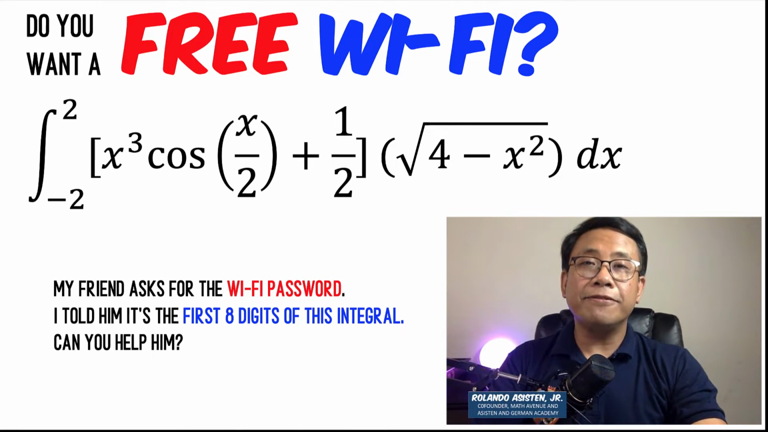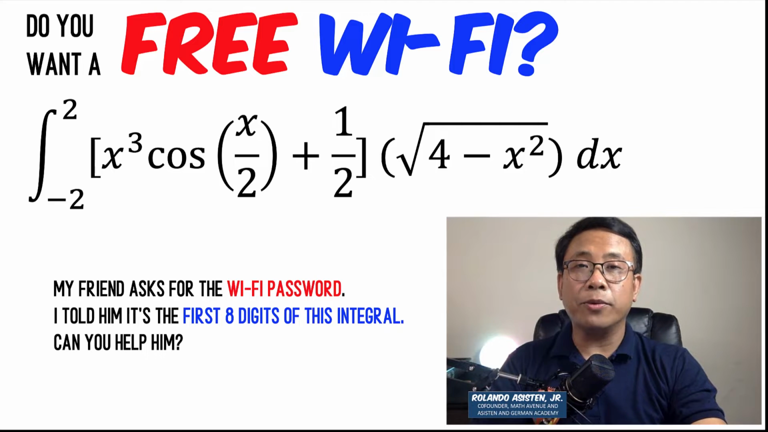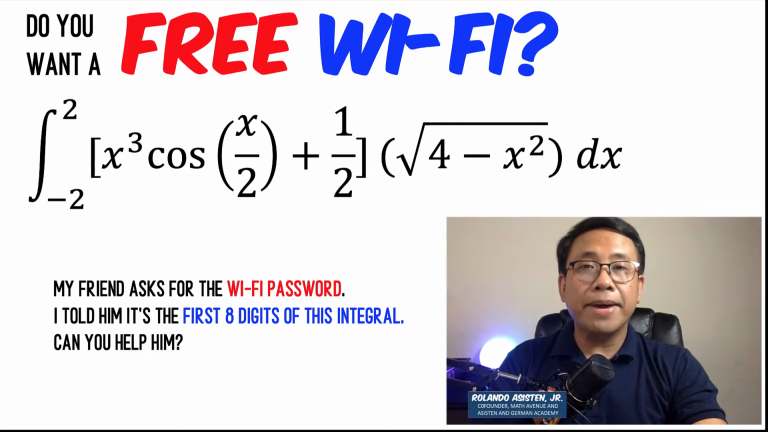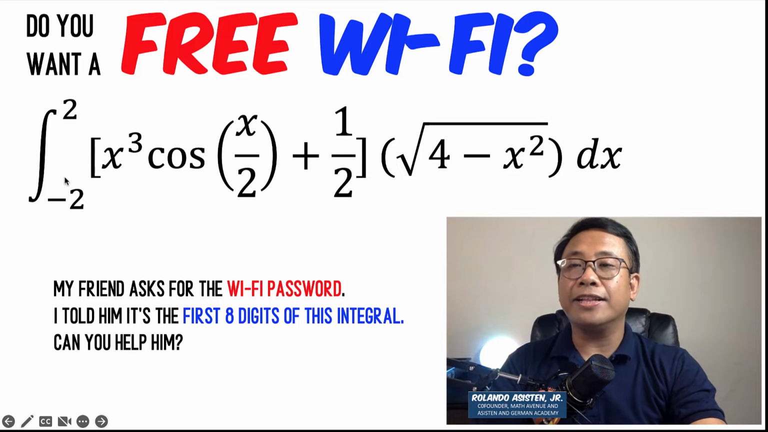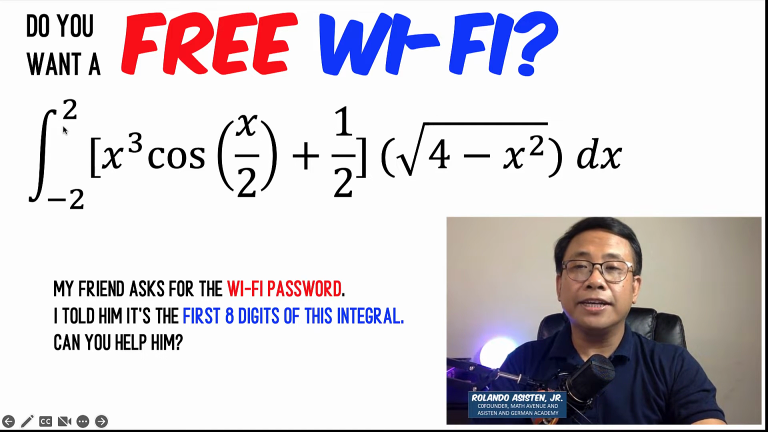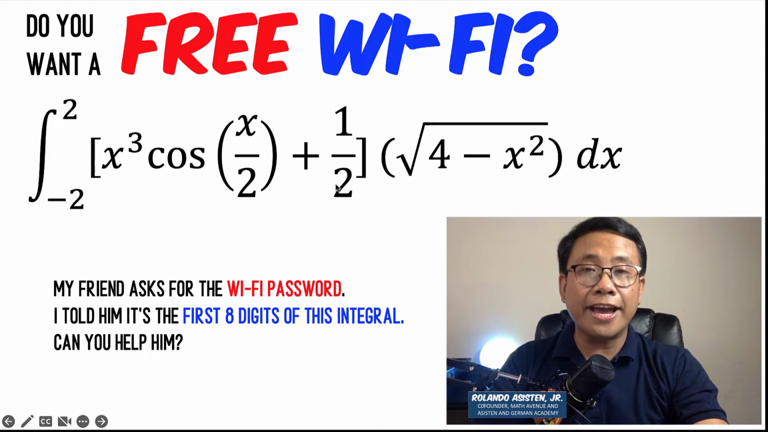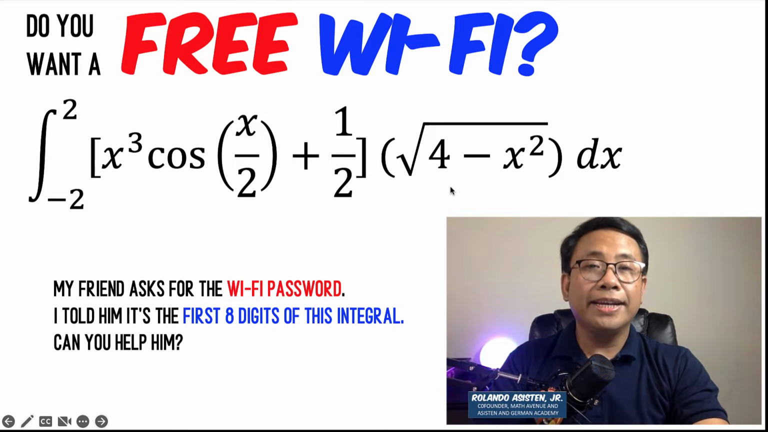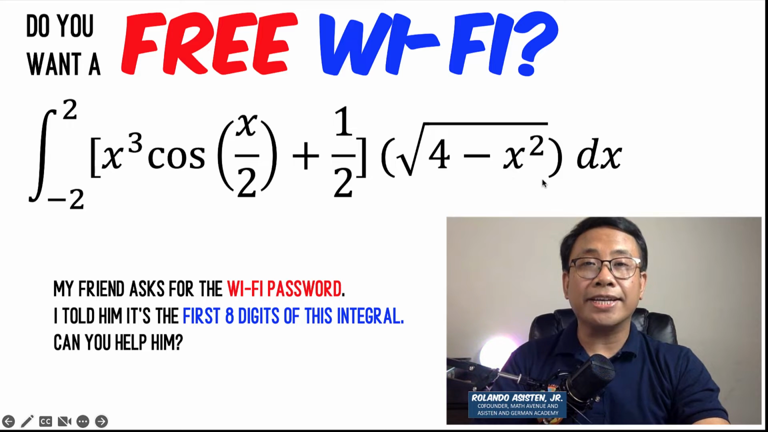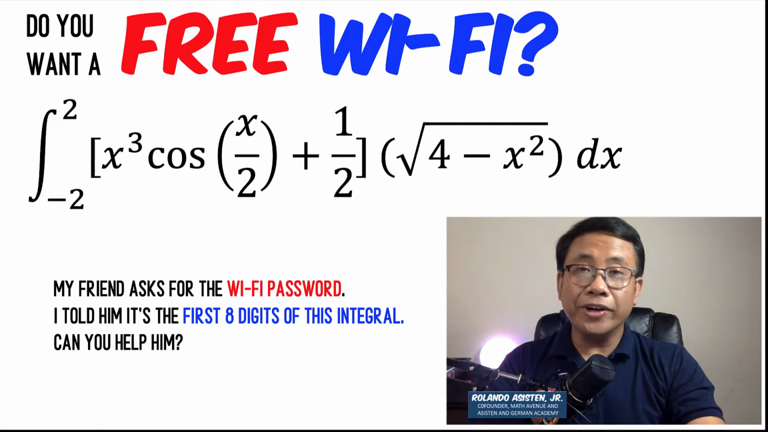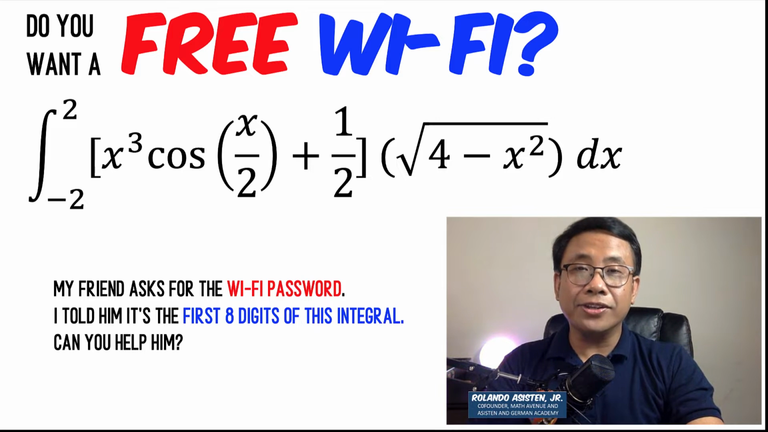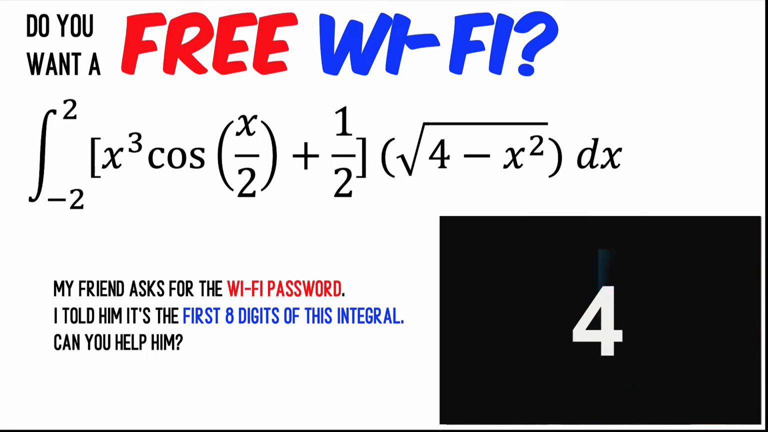Several weeks ago, my friend visited me and asked for my Wi-Fi password. I told him the password is the first 8 digits of the definite integral from -2 to +2 of the quantity x cubed times cosine x over 2 plus 1/2, all multiplied by the square root of 4 minus x squared dx. Can you figure out what is my Wi-Fi password? You can pause the video and see if you can solve this fun integration problem.